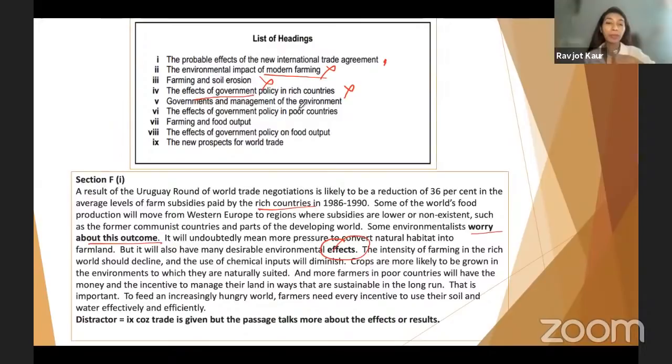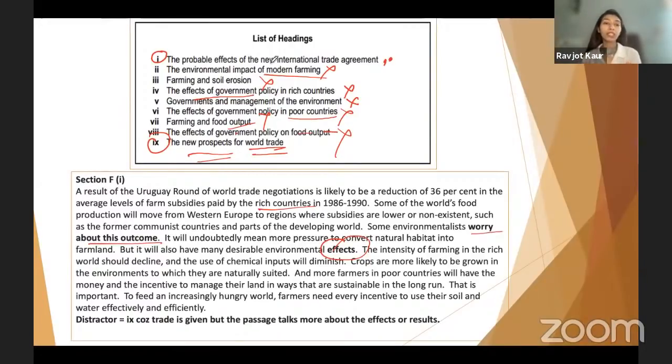What about governments and management of the environment? No. Poor countries? No. Food output? No. Government policy on food output? No. You might get confused between the first and the ninth. But the word is given, and the passage talks more about the effects or results. That's why the first will be the option. This is how you will get distracted or you might get confused.